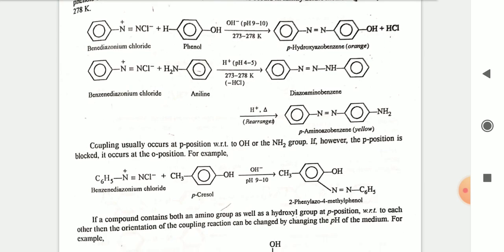Benzene diazonium chloride plus phenol in the presence of OH- at pH 9 to 10 and 273 to 278 Kelvin will give para-hydroxyazobenzene, which has an orange color. Benzene diazonium chloride with aniline in the presence of H+ at pH 4 to 5 and 273 to 278 Kelvin will give diazoaminobenzene.